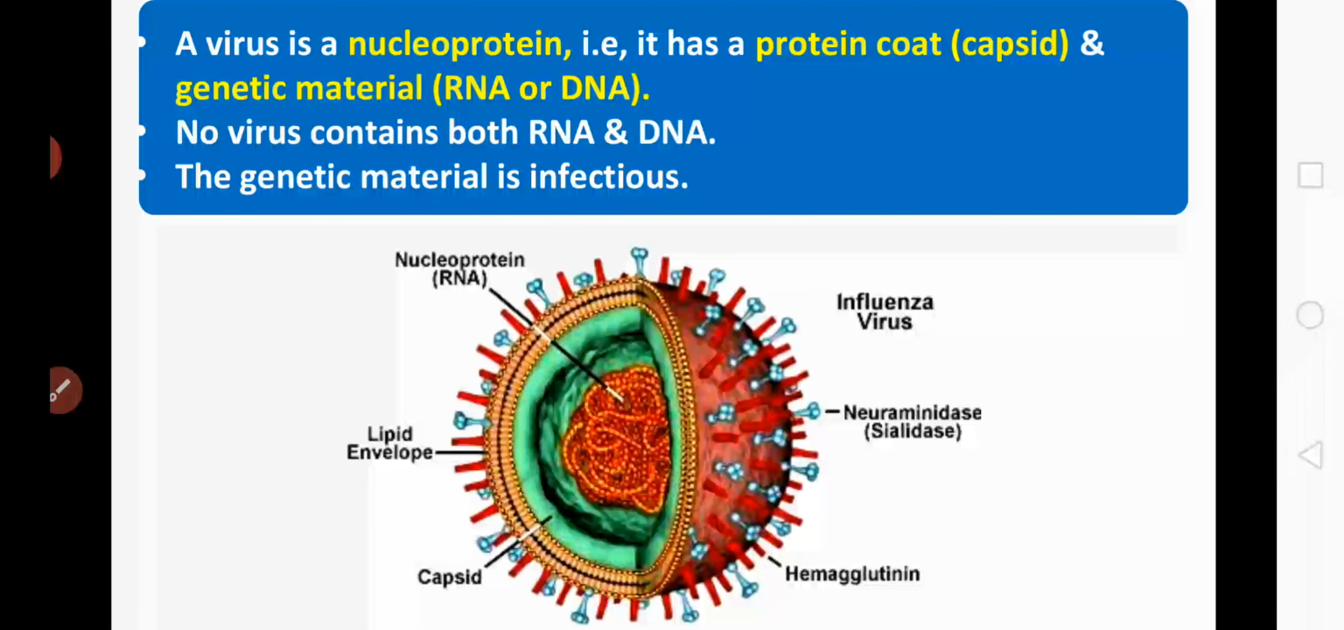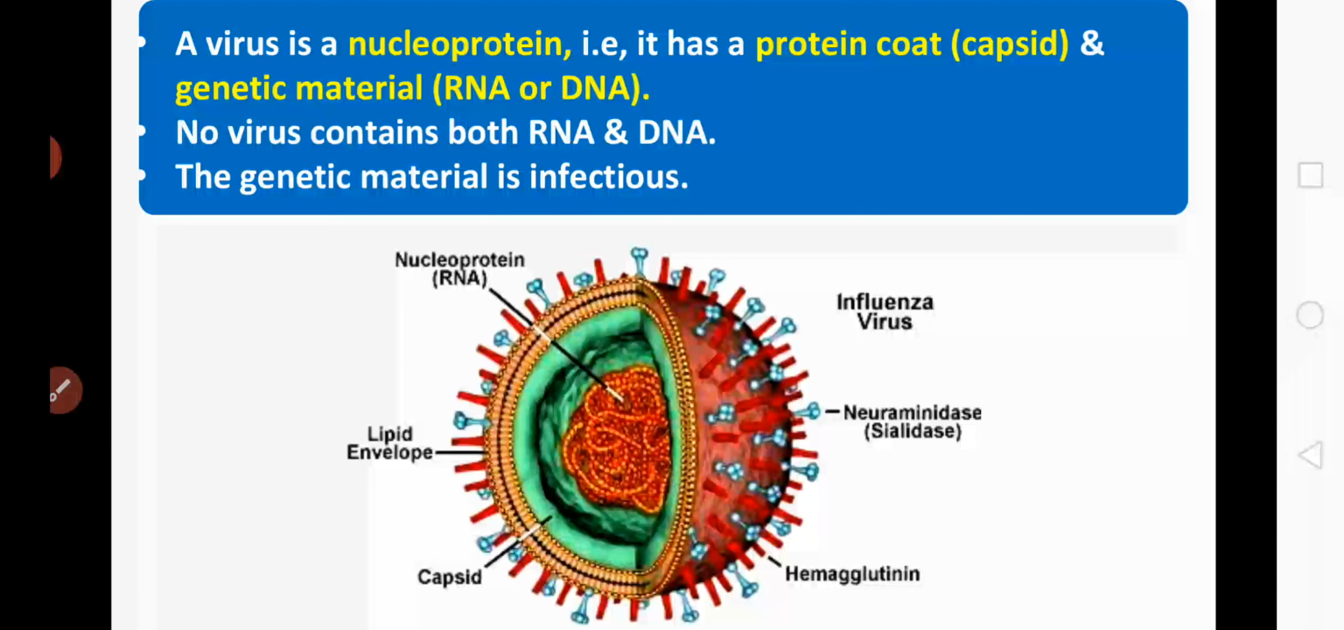Now coming to the structure of the virus. A virus is a nucleoprotein complex. What is the meaning of nucleoprotein complex? Nucleoprotein means it consists of both nucleic acid as well as protein. So, a virus is mainly made up of nucleic acid as well as protein.